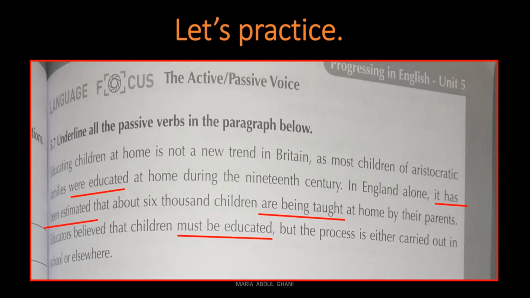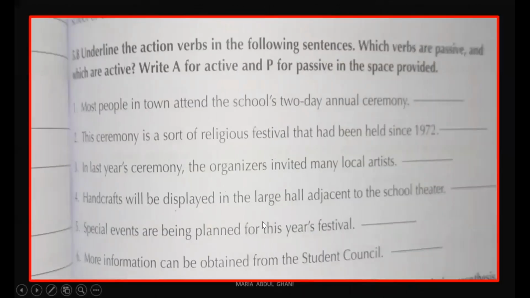The last one, we still have one. Where is it? But the process is either carried out in school or elsewhere. Where is the last one, Ola? Is either carried out. Okay, that's it. Here, a helping verb and the past participle. Fine, thank you. So here, all of these passive verbs are helping verb plus past participle, helping verb plus past participle. This way you make the passive verbs.